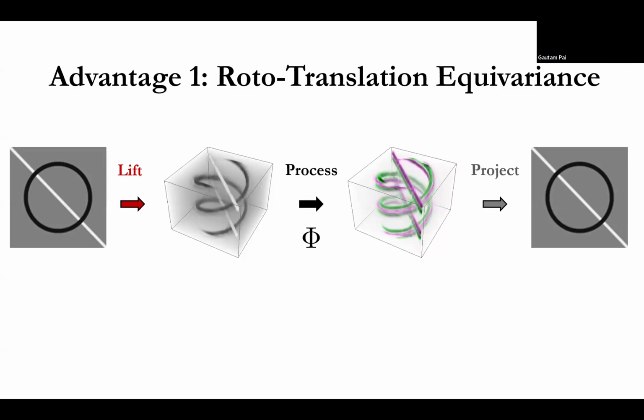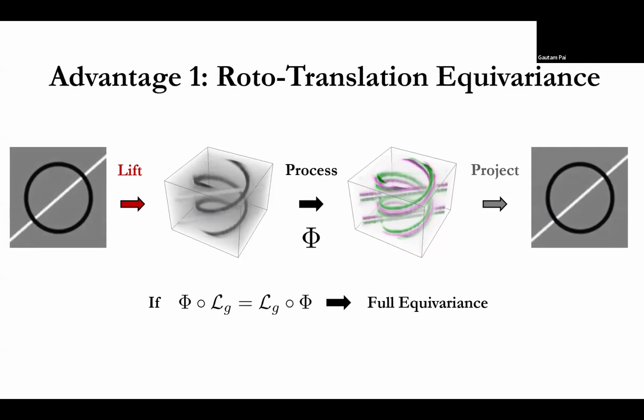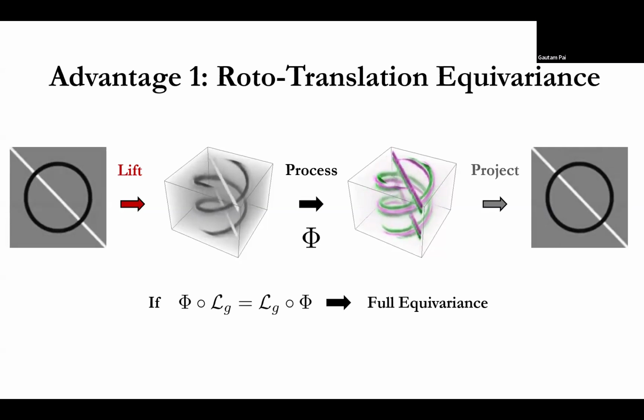And let's say my process is denoted by this operator phi over here. Then the idea is that if that operator commutes with the left action, then the whole process end to end is equivariant, right? So this is basically something that I claim is desirable. So you lift, you do your processing for whatever application you want, you project, but you must ensure that your operators commute with the left action, and then you are guaranteed that you have achieved full roto-translation equivariance from end to end.